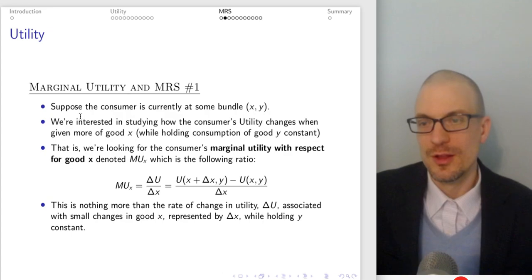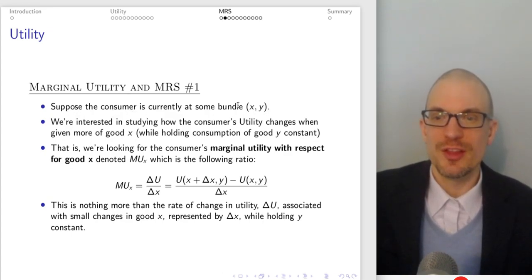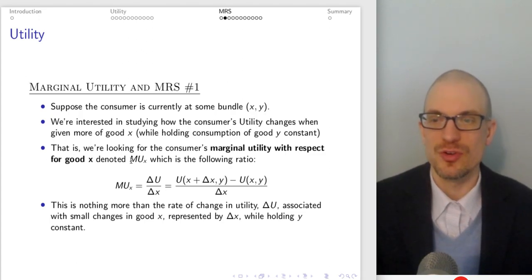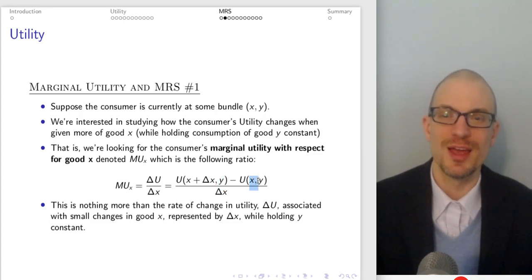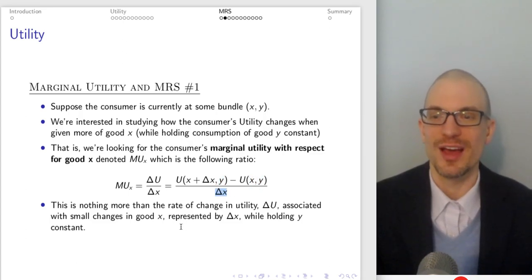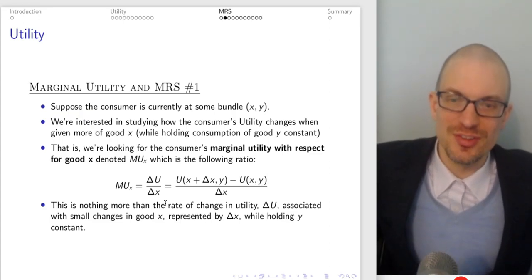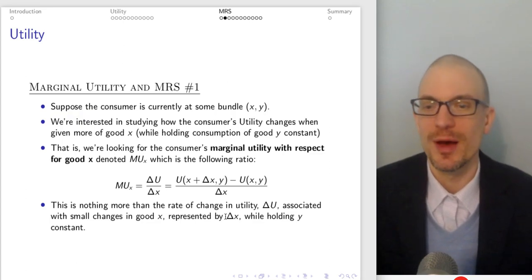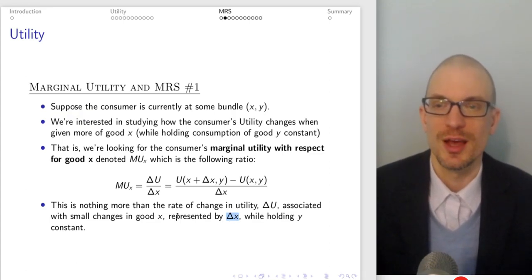Right? All right, so suppose the consumer is currently at some bundle. We're interested in studying how the consumer's utility changes when they get more of good x, holding consumption of good y constant. So this would be the marginal utility with respect to x, or MUX. So that's how utility changes with respect to changes in x. That's like my utility coming from x plus a little bit more x, holding y constant, minus my original bundle, divided by my change in x. This is nothing other than the rate of change in utility, delta U, associated with small changes of good x, represented by the change in x while holding y constant.